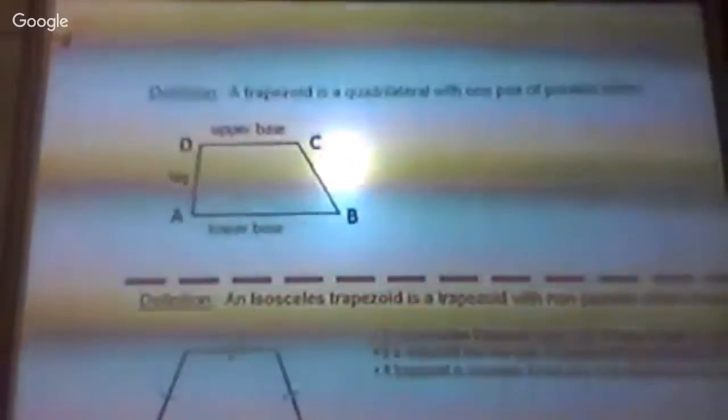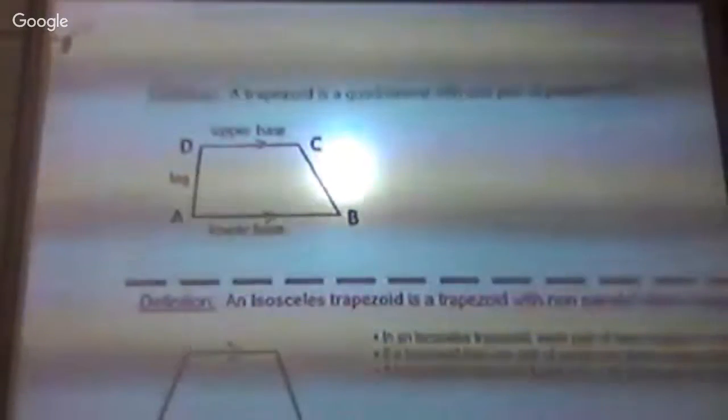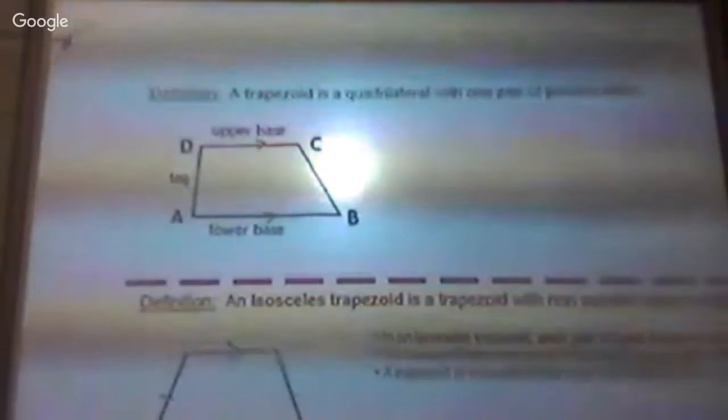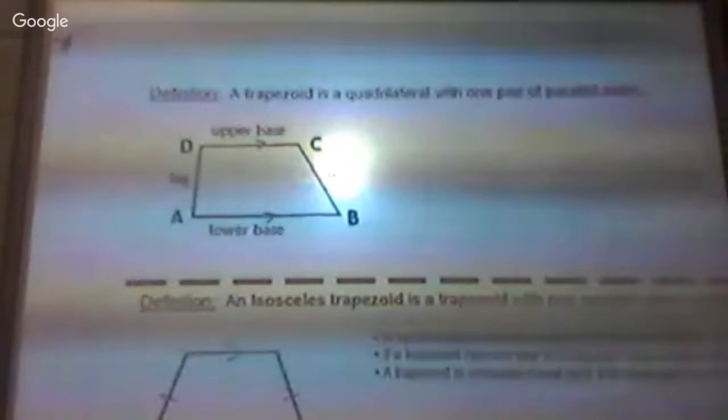All right, working with trapezoids for a minute. Definition: a trapezoid is a quadrilateral with one pair of parallel sides. So obviously the bases here, these are parallel to each other. So you've got these transversal lines cutting these parallel lines. That's the whole point. So you've got the alternate interior angles, alternate exterior, same side interior, and corresponding.